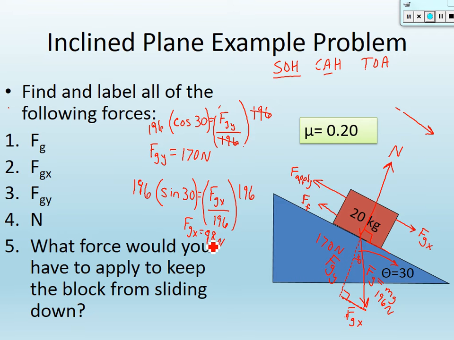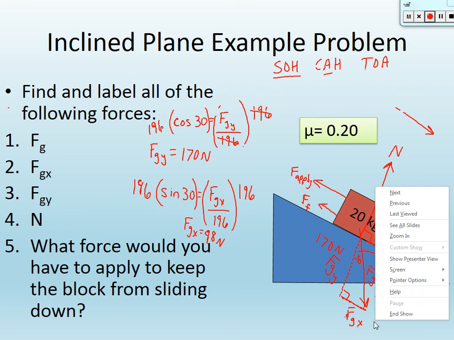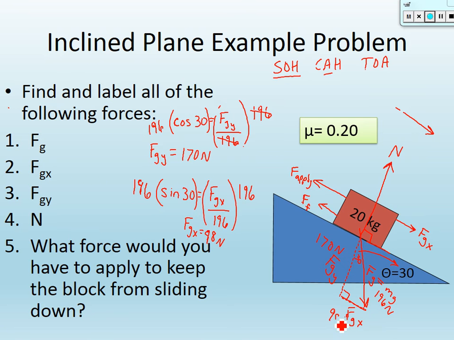Okay, let's put that in our free body diagram down here. This is 98 newtons. All right. Once you get the triangle all figured out, the rest of the problem really is pretty easy. Okay? FGY tells us what? The normal force. So the normal force in this case is going to be equal to 170. How come? Because the block's not moving in this direction. So whatever's down, the forces down, have to equal the forces up. They're balanced. 170. Okay, do we know the part of gravity that's pulling it down the ramp? That's FGX. So let's label this one 98 newtons.